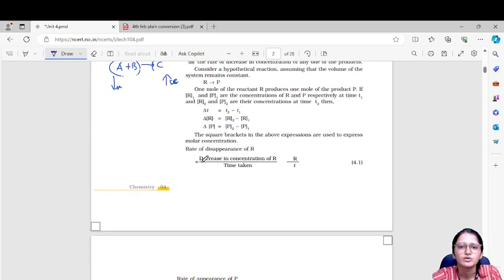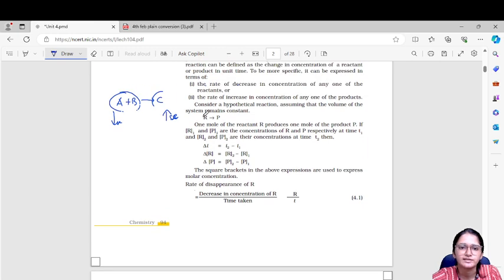So consider a hypothetical reaction, that is reactant R gives product P. So 1 mole of reactant R produces 1 mole of the product P. If R1 and P1 are the concentrations of R and P respectively at T1, and R2 and P2 are their concentrations at T2, then delta T is equal to T2 minus T1. Delta T means change in time is equal to final time minus initial time.